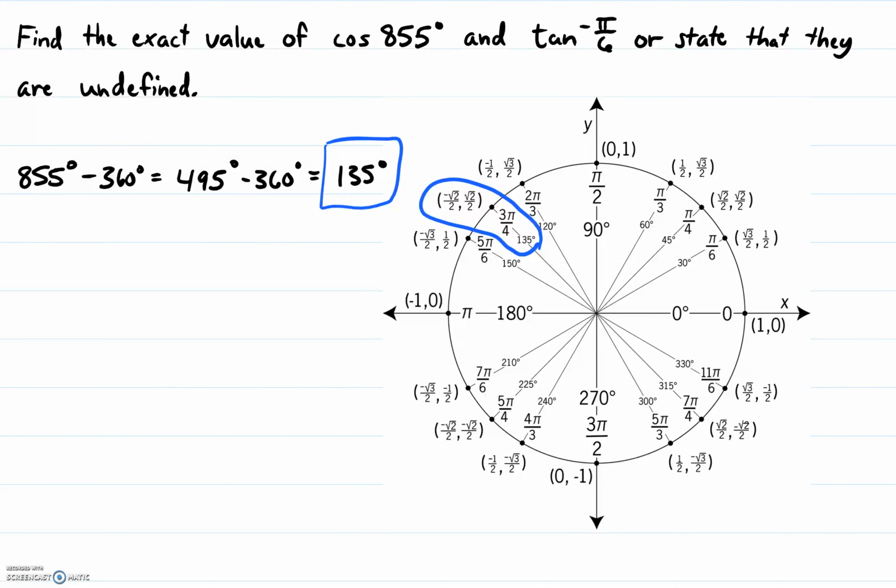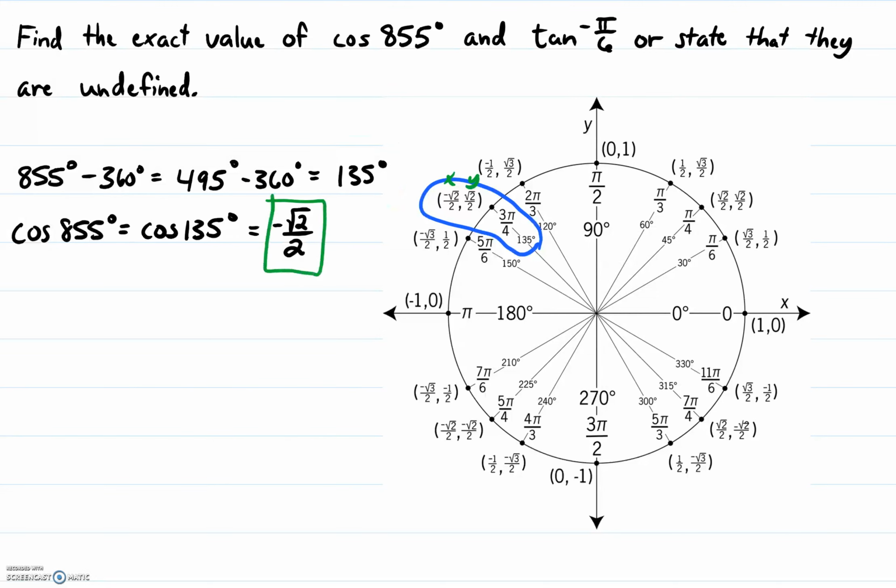Well, the cosine of 855 is going to be the exact same value as the cosine of 135, because they end in the exact same spot, so they're represented by the same point on the unit circle. And so cosine of some angle, if it's on the unit circle, is just going to be the x value associated with that point. Well, again, we have an x and a y value. The x value is negative square root of 2 over 2. And so our answer to the first one is negative square root of 2 over 2. And that's going to be the answer to cosine 855 degrees. So now let's do a similar thing, just with radians, for our second problem.